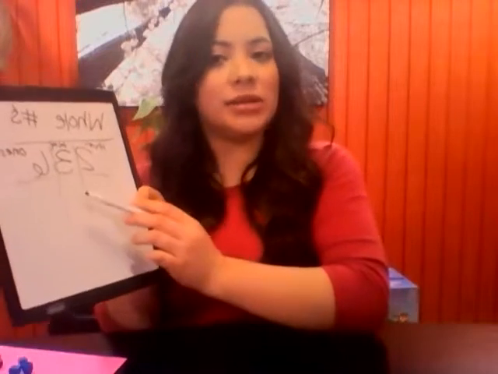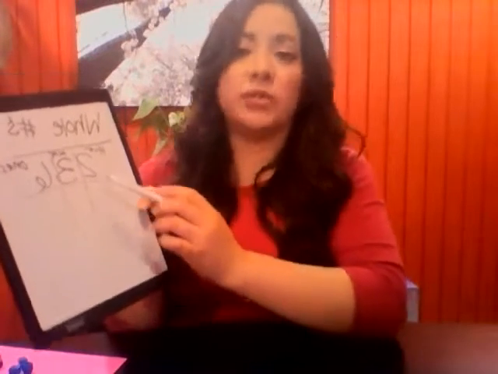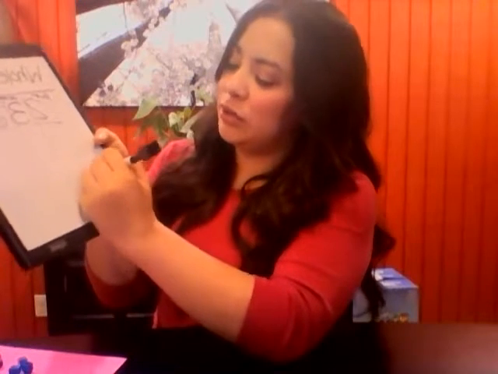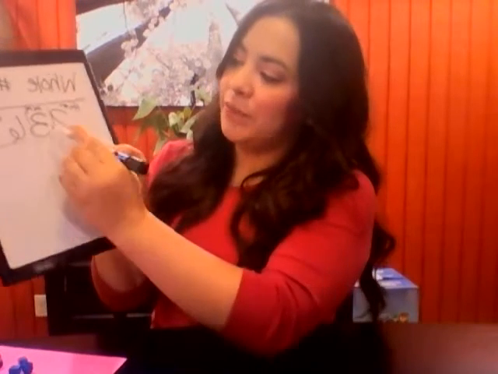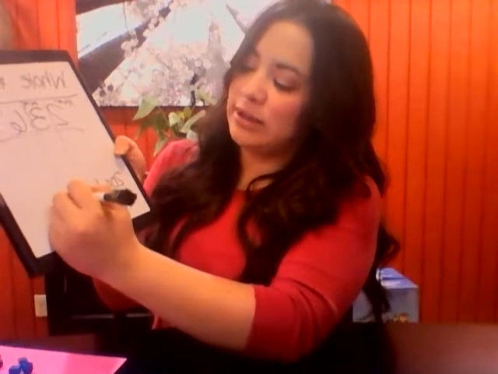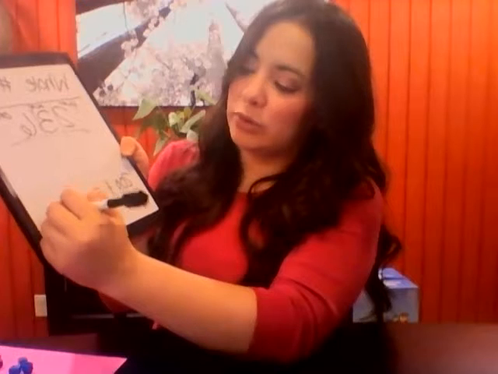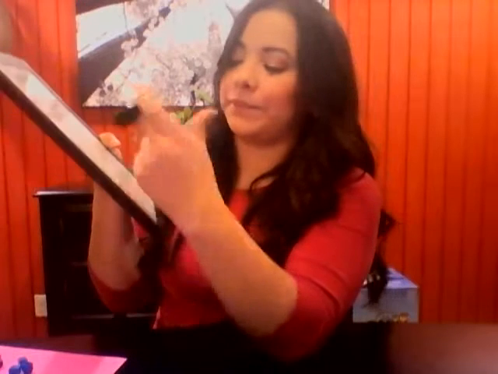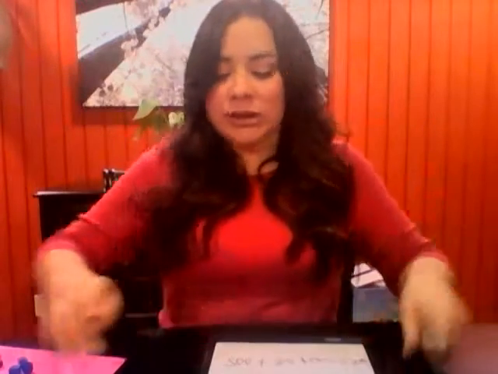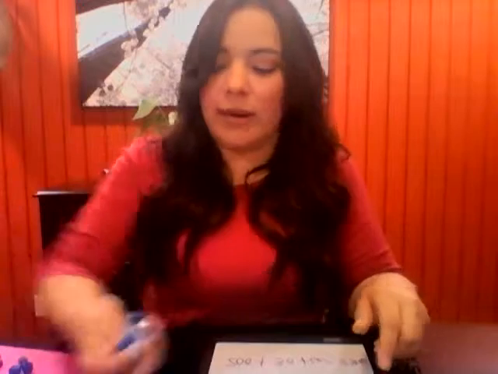We have 6. How many tens do we have? We have 3. How many hundreds do we have? 2. And I would say, let's remember that 2 means 200, plus 3 tens is 30, and plus 6 ones is 6, which would equal 236.